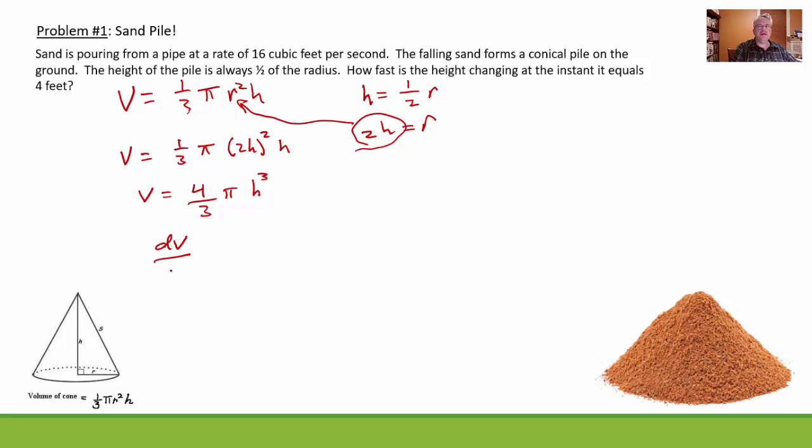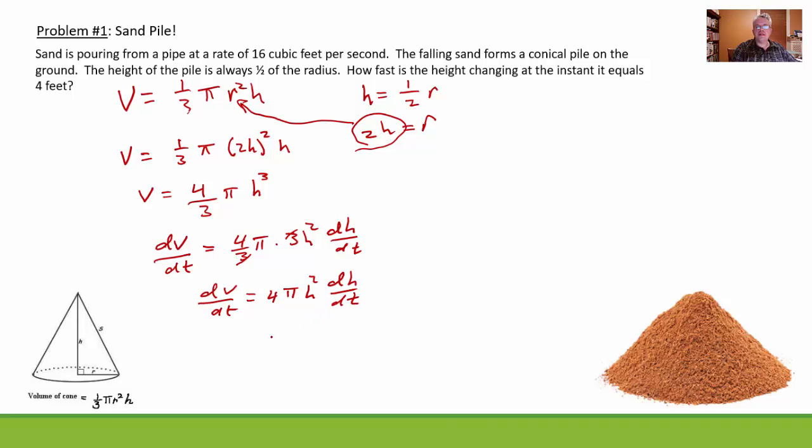So dV/dt equals 4/3 pi times 3h squared dh/dt. Remember, we need the general power rule. h is a function of time. So 3 times h to the 1 less power times the dh/dt. Now, the 3's cancel here. So I have dV/dt equals 4 pi h squared dh/dt.